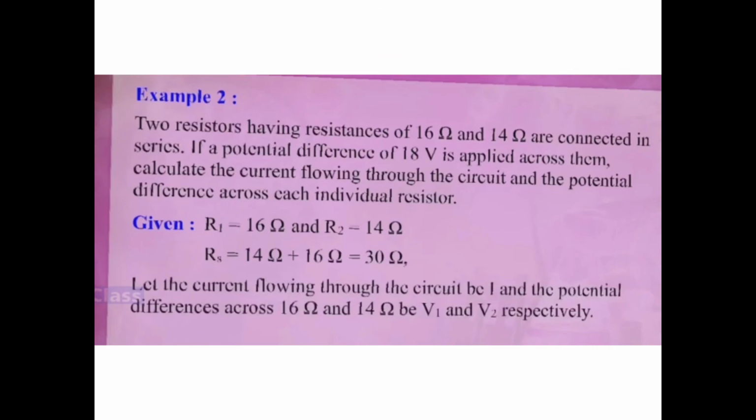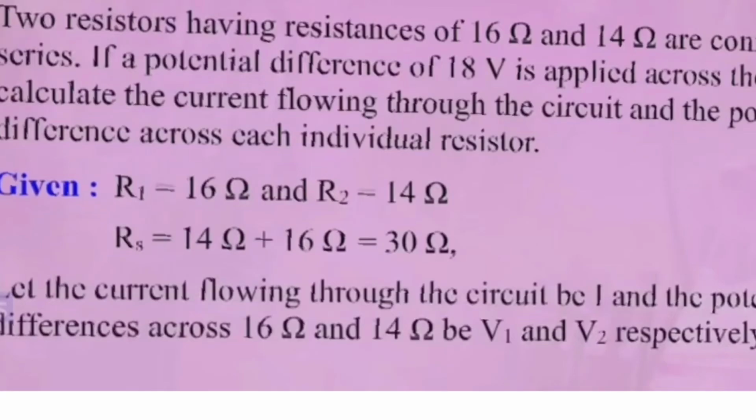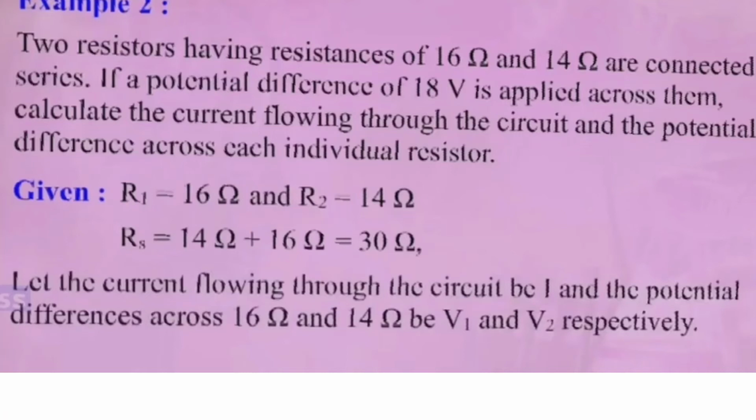Let us solve one more sum. The two resistors 16 ohm and 14 ohm are connected in series, and a potential difference of 18 volt is applied across them. Calculate the current through the circuit and the potential difference across each of the resistances. Now children, as they are in series, the effective resistance is the addition of this, that is 14 plus 16, which comes out to be 30.